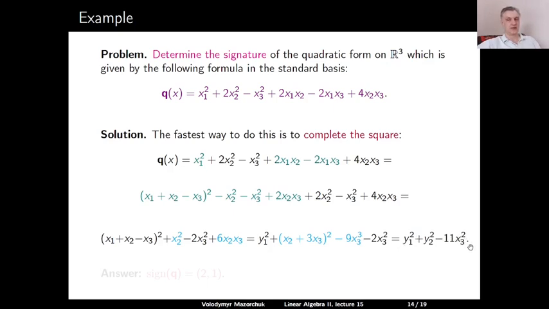So we have now an expression of our quadratic form, which is just a sum of squares with some coefficients. So the signature of our form is 2, 1, because we have two positive coefficients, one here and one here, and one negative coefficient here. So this quadratic form has signature 2, 1.